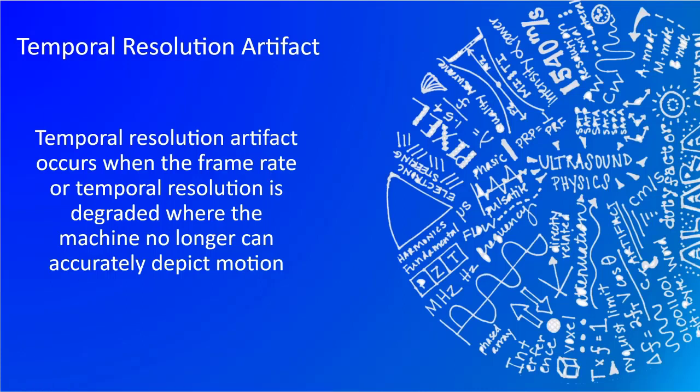Temporal resolution artifact is something that we've talked about in great detail already. We talked about how if our machine cannot refresh the picture quickly enough, we start to see some jumpiness in our images and our real-time imaging. So temporal resolution artifact occurs when the frame rate or temporal resolution is too low to depict motion of anatomy accurately.